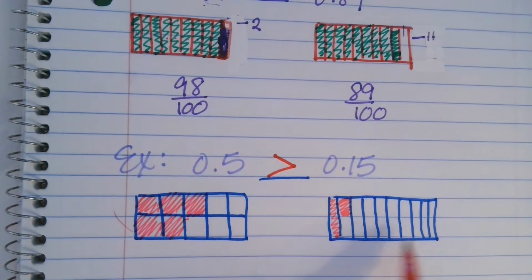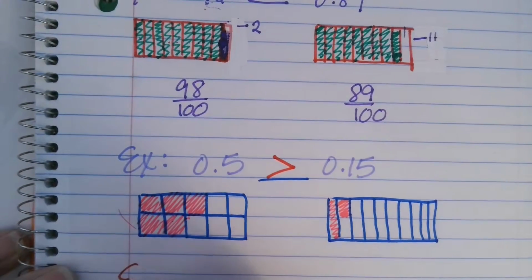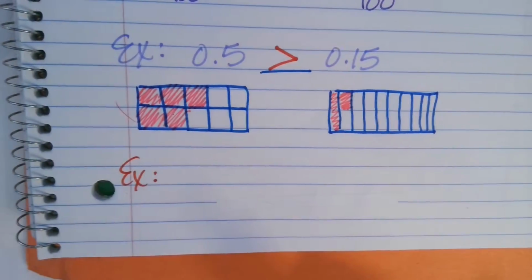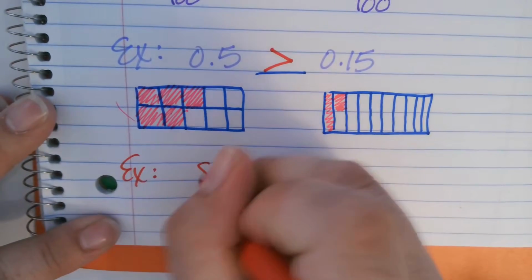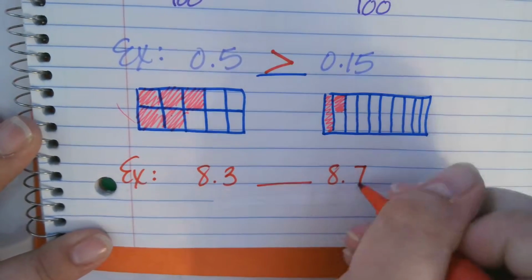I would encourage you again, if they're in the hundredths or even thousandths, well, hopefully by the thousandths you won't need a visual, but I would just draw them in tens so that you don't have to draw all the tiny little lines. Another way that you can look at decimals is you can compare them on a number line. So for example, let's look at 8.3 and 8.7.